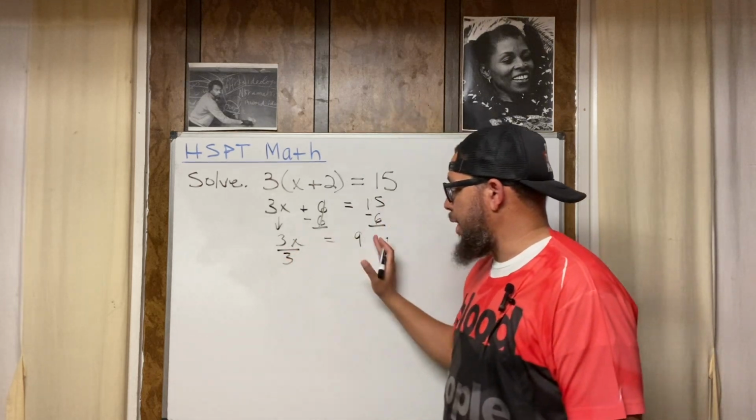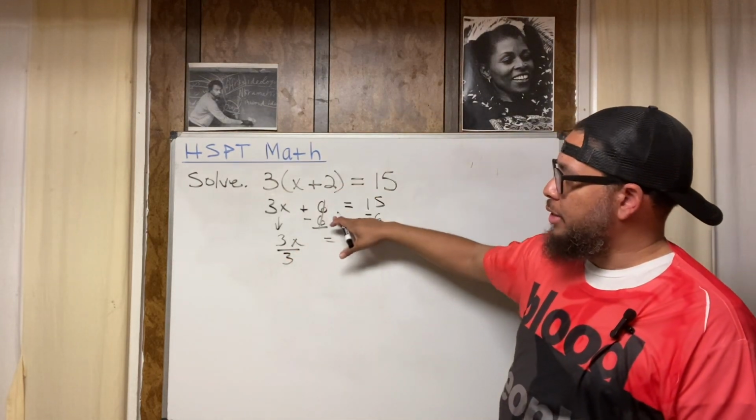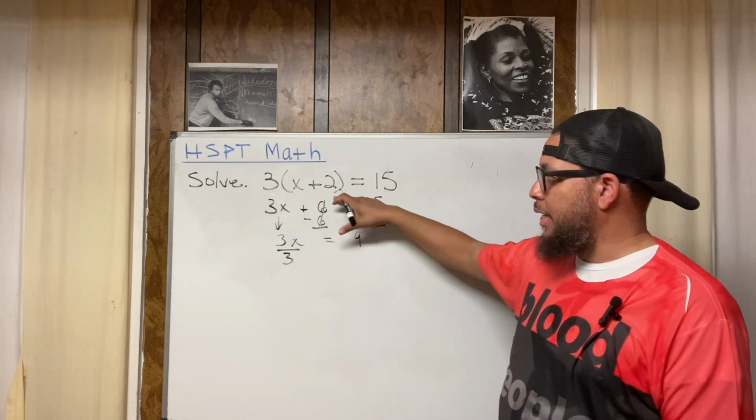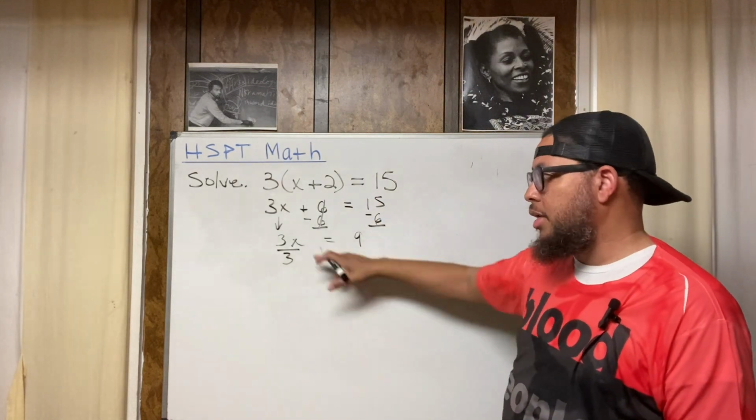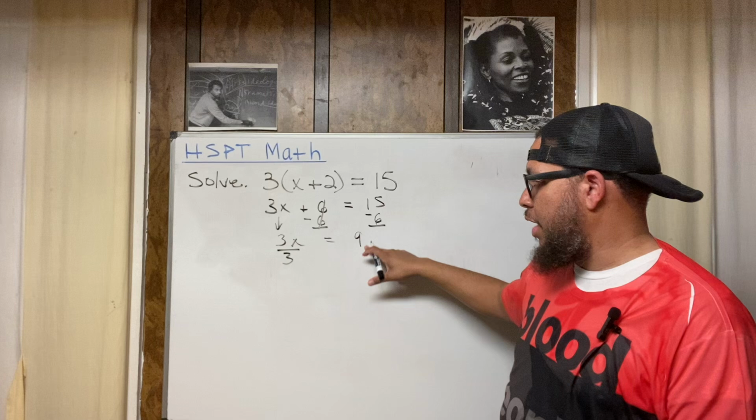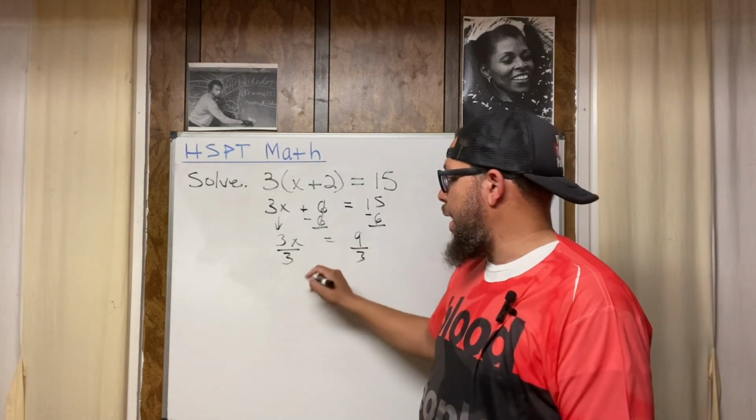And we also keep it balanced. Just like in the previous step, we did minus 6 on the left side and minus 6 on the right side. So now we're going to divide by 3 on the left side, divide by 3 on the right side. Got to stay balanced, right?